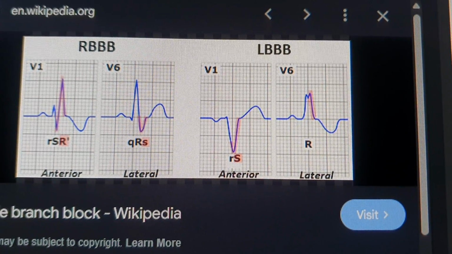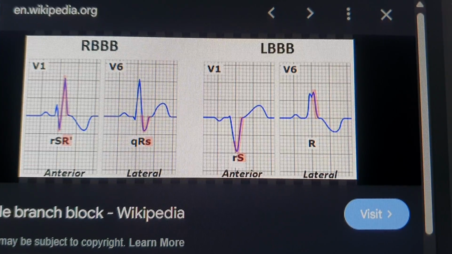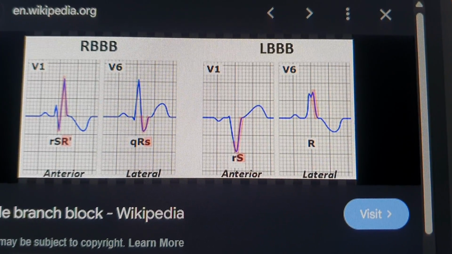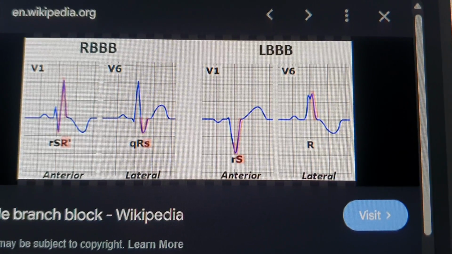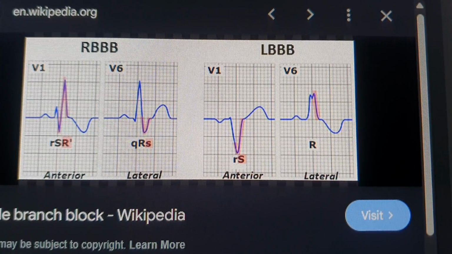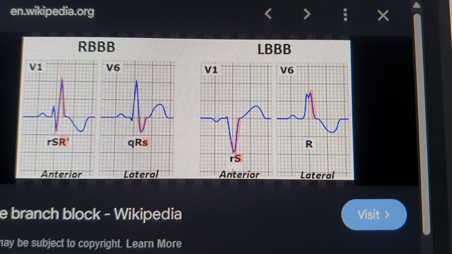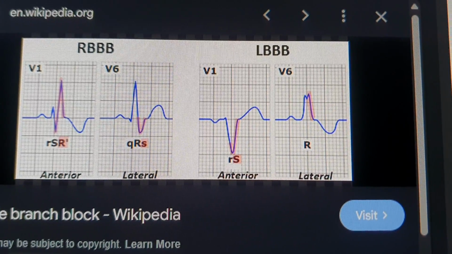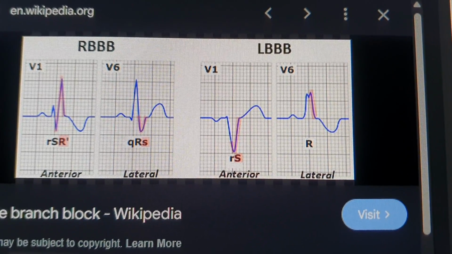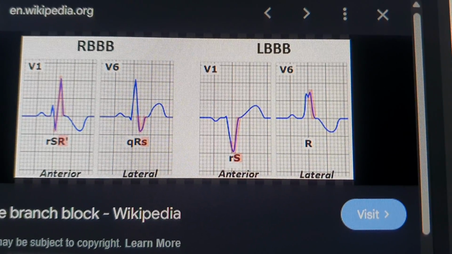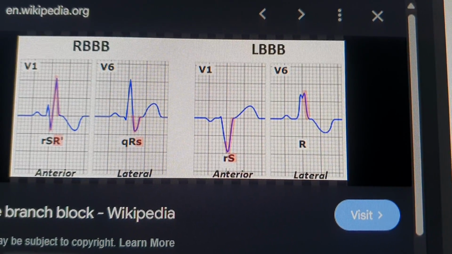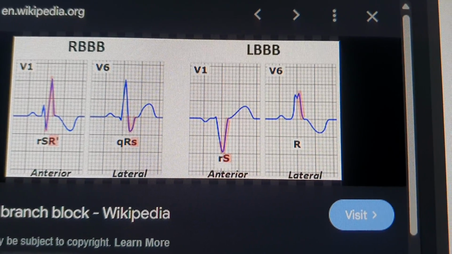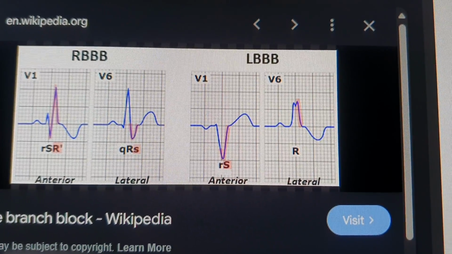RBBB morphology is when the PVC is from the left ventricle going to the right side. Therefore, like what happens in RBBB, when the left side is stimulated before the right side, and the vector is from the left ventricle to the right ventricle. Therefore, a left side PVC will be shown as RBBB morphology.